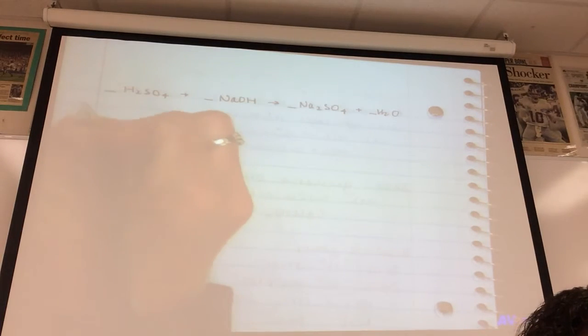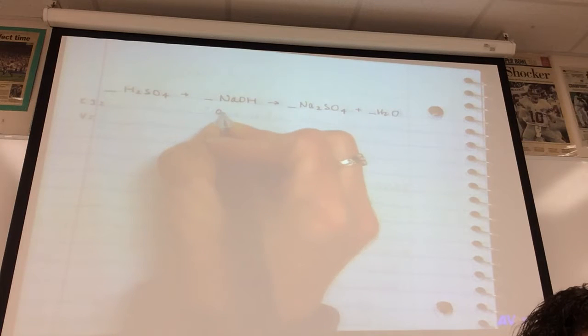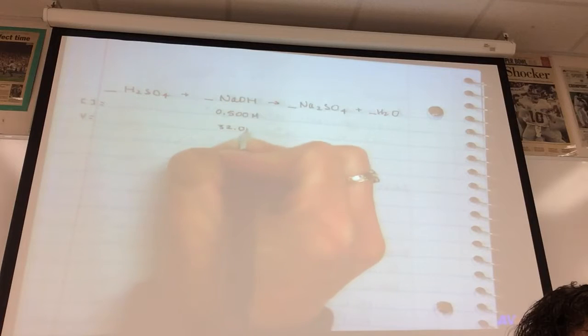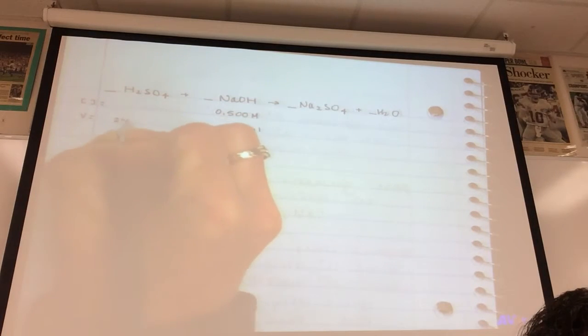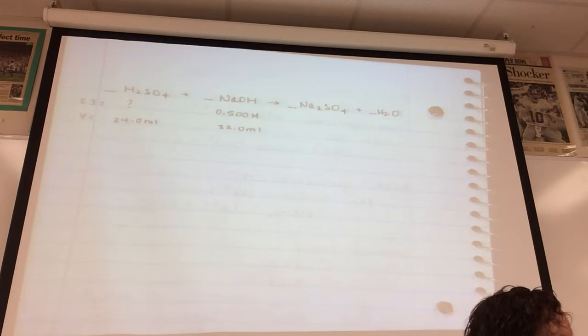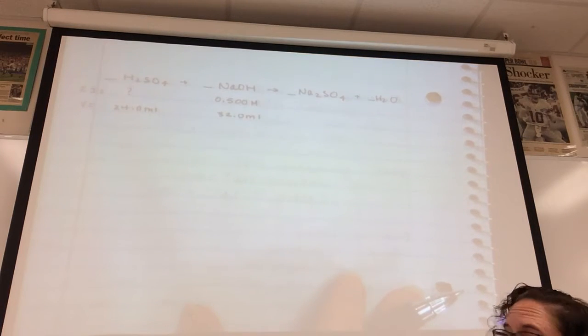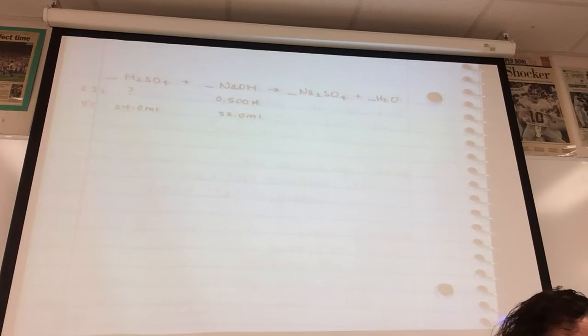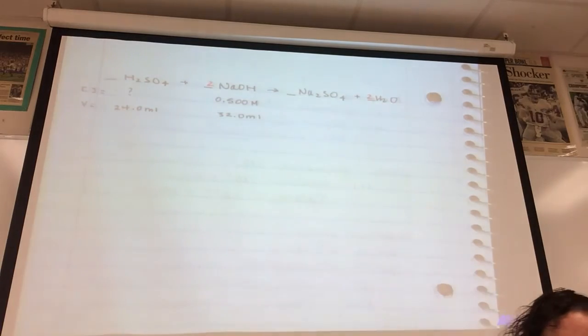In regard to the amounts or quantities provided, we've got a concentration of base of 0.5 molar and a volume of 32 mL. We've got 24 mL of sulfuric acid, unknown concentration to begin. So my first step is to write the balanced equation and to write the information down about the two reactants.